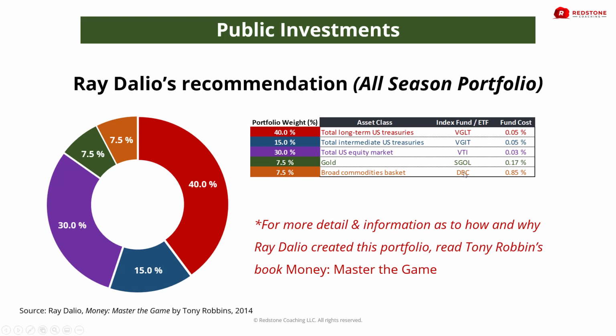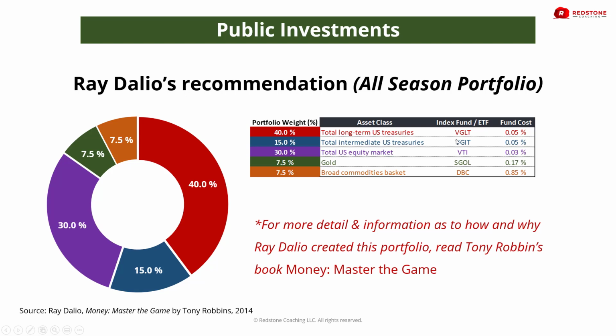Well, these are index funds that are diversified across these. So for example, if I put 40% of my money into VGLT, which is a Vanguard government long-term treasury index fund, well, I'm only paying 0.05% to invest my money into this asset class. And VGIT is the ticker.